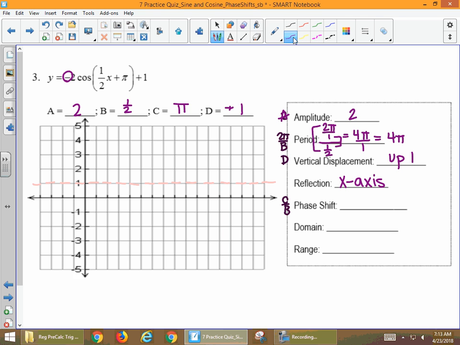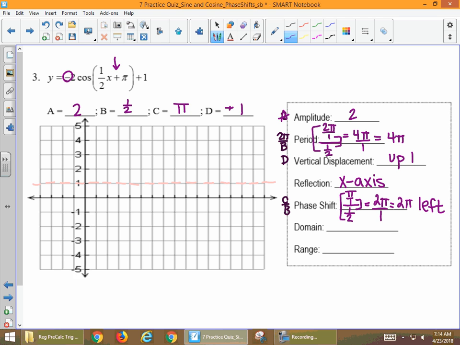All right, phase shift is the last thing to deal with here before we graph. So I need to do pi divided by 1/2. So pi over 1 divided by 1 over 2. Pi times 2 is 2 pi over 1, so that's just 2 pi. And since it's positive in the middle, that's 2 pi to the left.